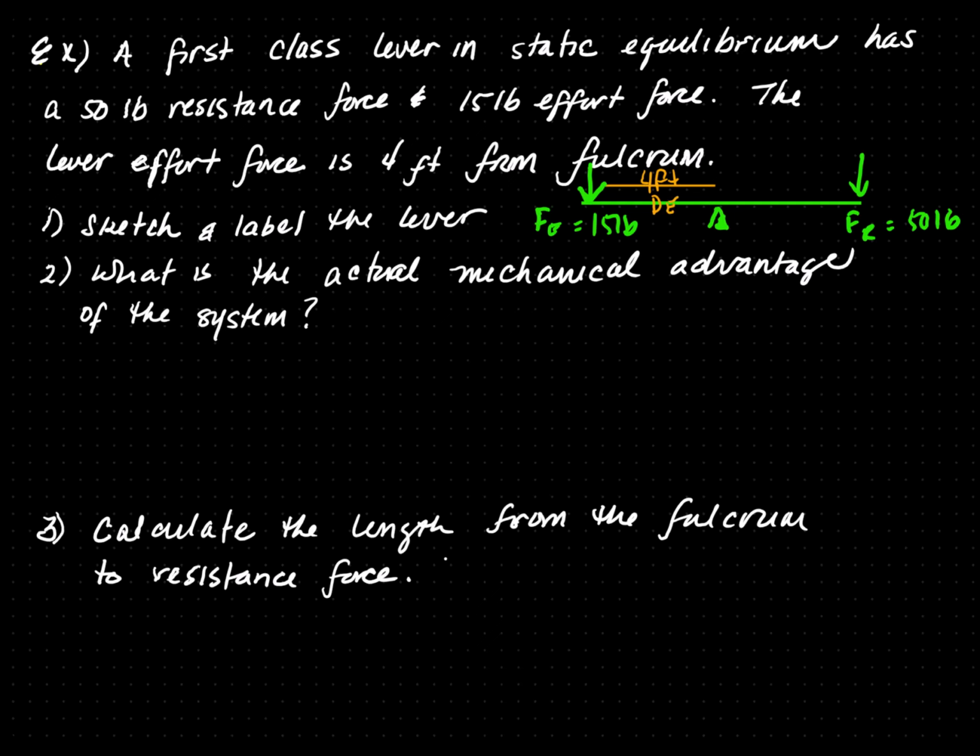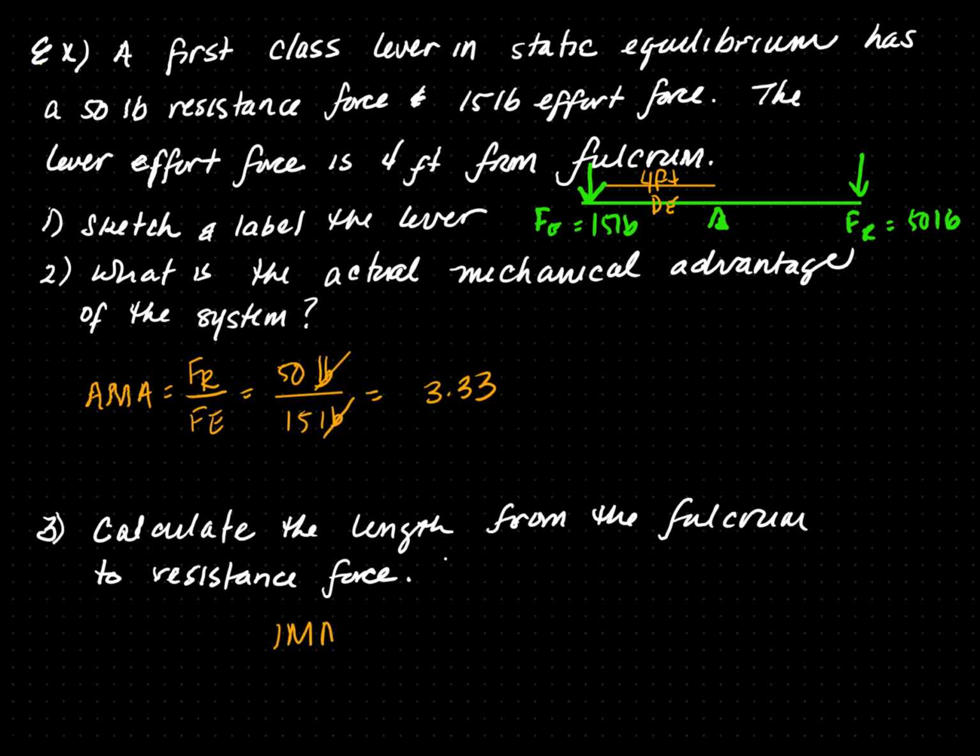So what is the actual mechanical advantage? Actual AMA is equal to resistance force over the effort force. Resistance force was given as 50 pounds. The effort force was given as 15 pounds. This will equal 3.33. My AMA is unitless because the pounds cancel out. It's a ratio. Number 3, calculate the length from the fulcrum to the resistance.